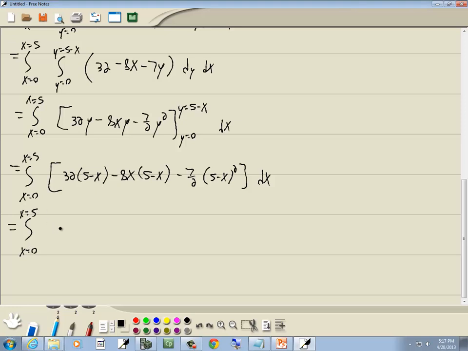So that's going to give us 32 times 5 is 160. 32 times negative x is negative 32x. Negative 8x times 5 is negative 40x. Negative 8x times negative x is positive 8x squared. Minus 7 halves times 5 minus x squared is 25 minus 10x plus x squared dx.